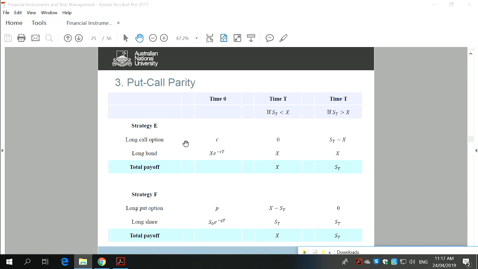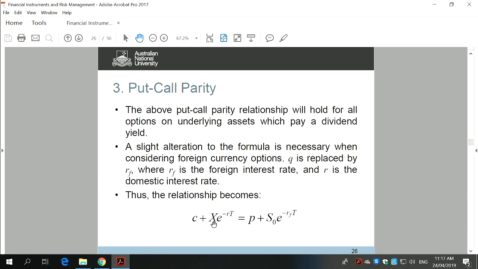So the cash flow produced from portfolio E is the same as portfolio F. In other words, C plus X times e to the power of minus rT must equal P plus S0 times e to the power of minus qT, or minus rF T, right? So in that way, we derived the put-call parity, because we established that the cash flows from these two portfolios are identical. So the left-hand side has to equal the right-hand side.